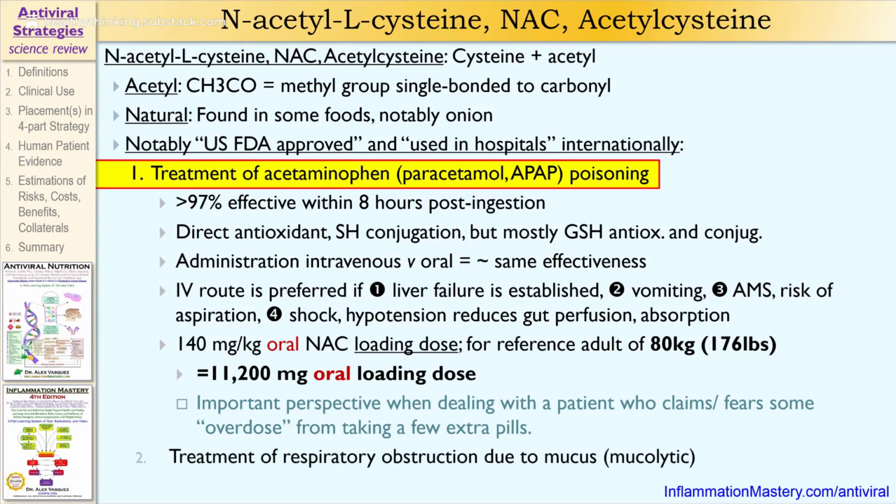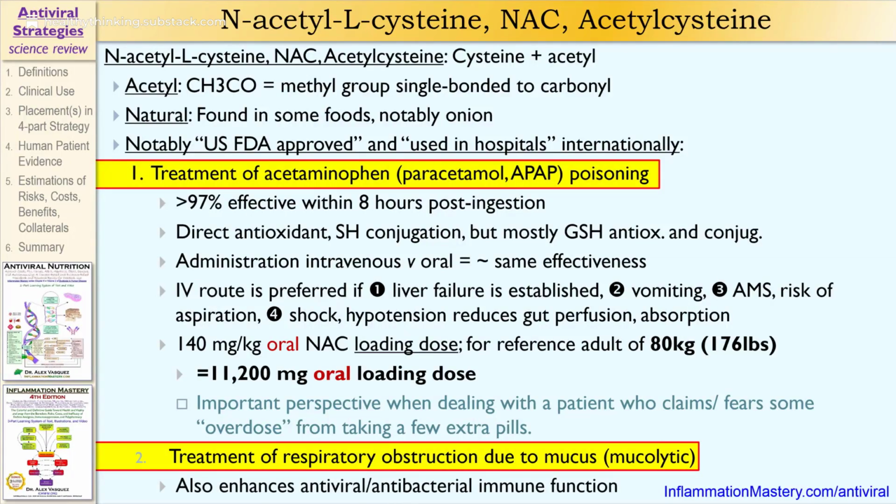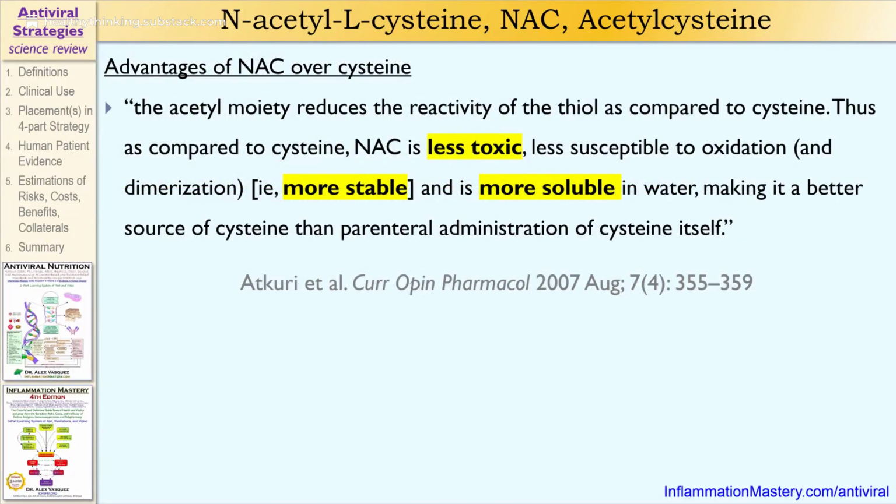The second major hospital use of acetylcysteine is for its mucolytic effect, and that is acetylcysteine helps to dissolve mucus so that patients can cough up that mucus and keep their airways open. And what's also been shown is that acetylcysteine in the treatment of lung diseases also improves antiviral and antibacterial immune function. So why would we use NAC or acetylcysteine instead of just using the natural form of the amino acid L-cysteine? And the reason for this is that NAC is less toxic, it's more stable, and more soluble in water.